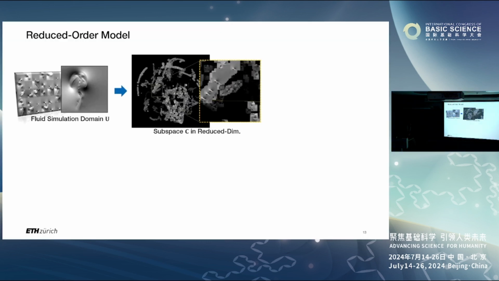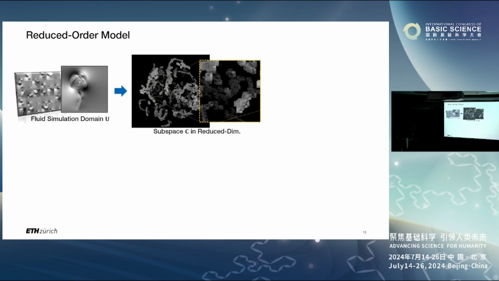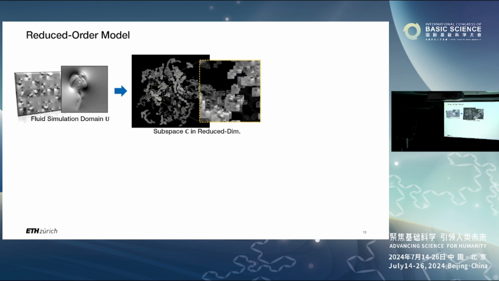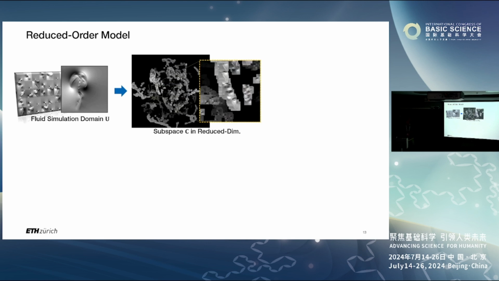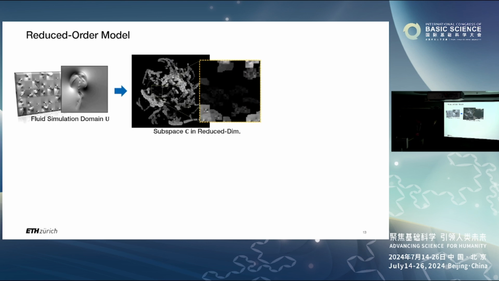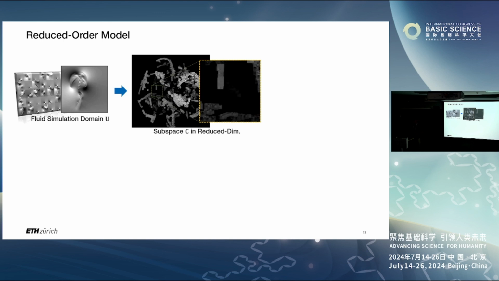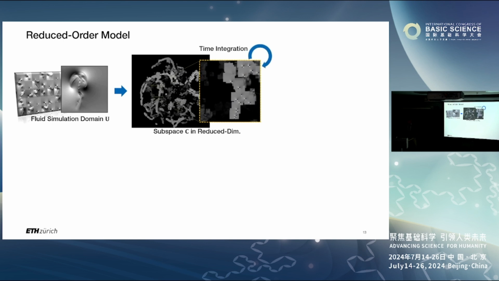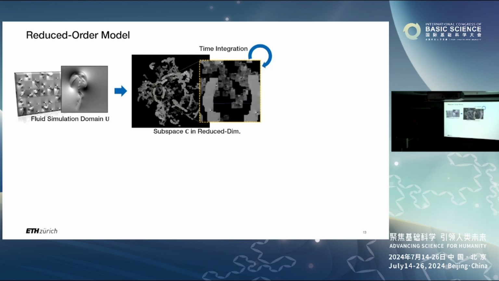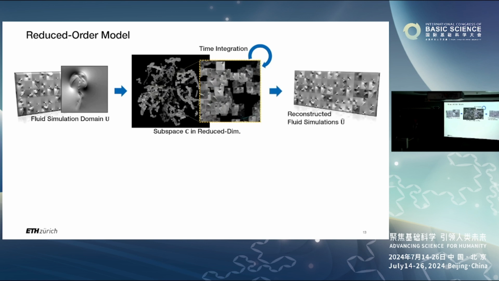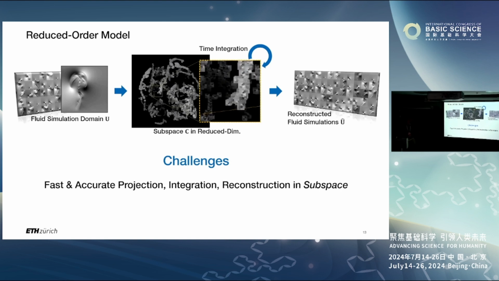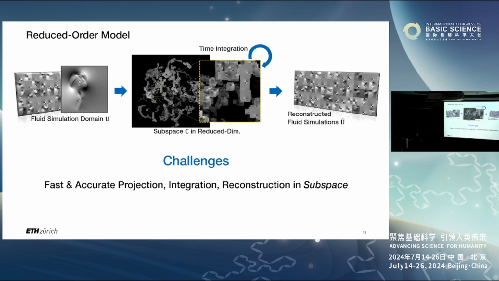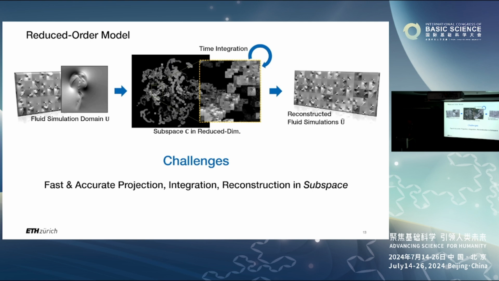For those kinds of problems, traditionally, data-driven technologies like model reduction or reduced order models have been proposed to speed up simulations. The basic idea is to design a projection operator to a manifold in the subspace, do the time integration at cheaper cost, then reconstruct back. So in this work, we tackle the challenges of reduced order models, which is basically fast and accurate projection to the subspace, integration, and reconstruction back to the full space, with the help of deep learning.